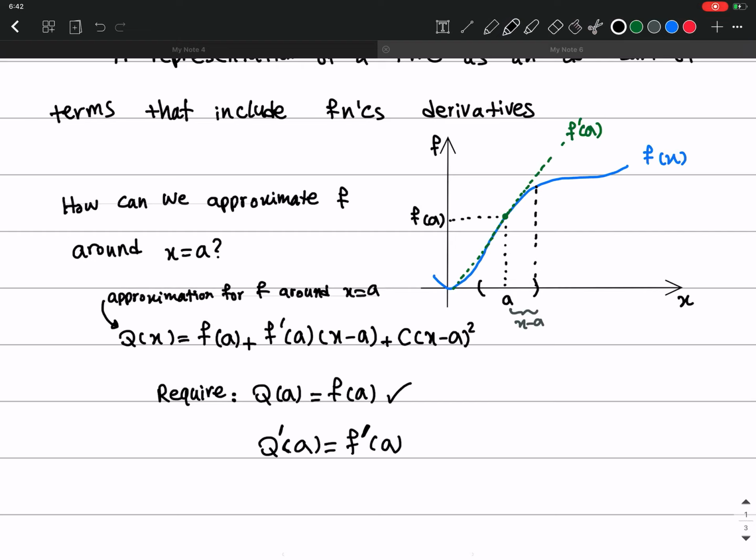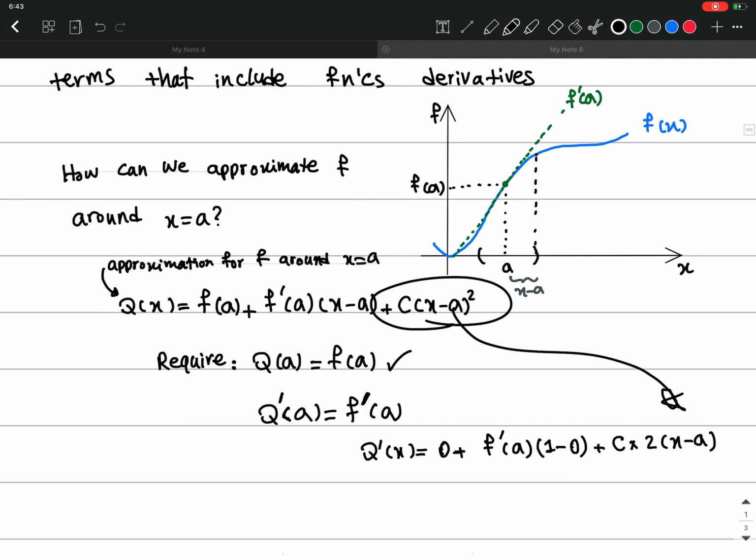What is Q prime? Let me write it here. Q prime(x) is the first derivative of Q with respect to x. So f(a) is a constant, so its derivative with respect to x is going to be 0. The second function, I have the coefficient, which is a constant f prime(a), times (x minus a). So it's going to be 1 minus 0, right? The derivative of a is constant, so it's going to be 0, and x is going to be 1, plus the second term is going to be c times the derivative of the second function, which is 2 times (x minus a) times 1, right? So this is the derivative of this function with respect to x. And again, these are all from your calculus.